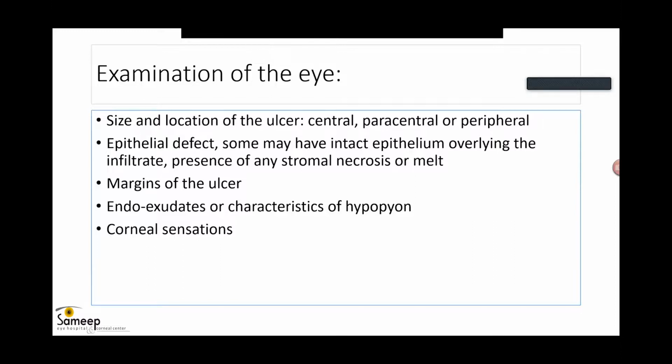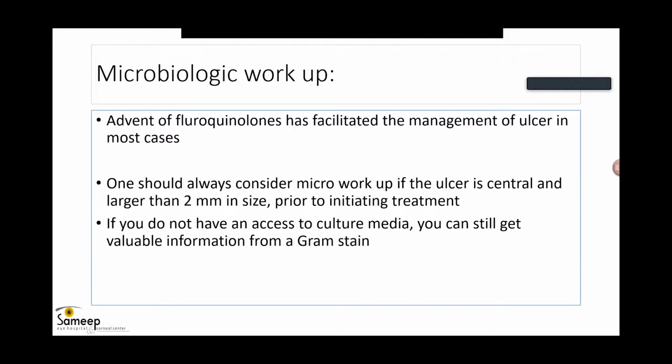Presence of any stromal necrosis generally clinches the diagnosis of bacterial keratitis. Look at the margins of the ulcer. Presence of endoexudates or characteristics of hypopyon also would lead to some information, and corneal sensations. Microbiological workup is also a very important part of the workup of any non-healing corneal ulcer.